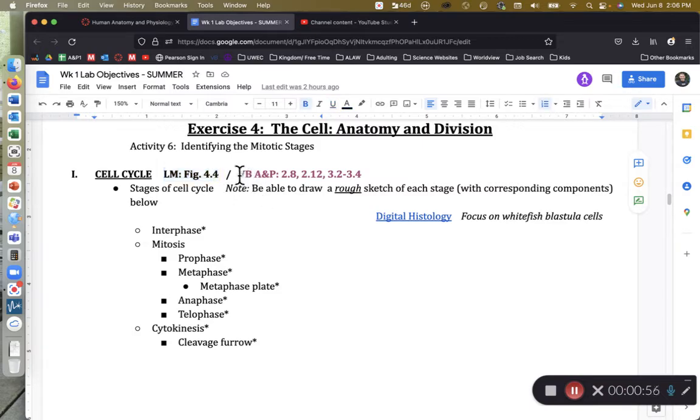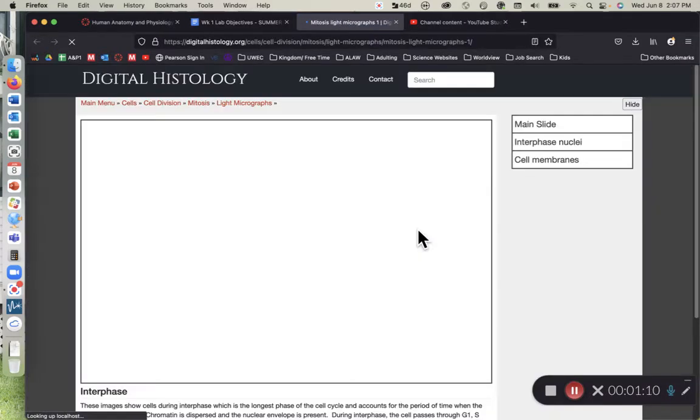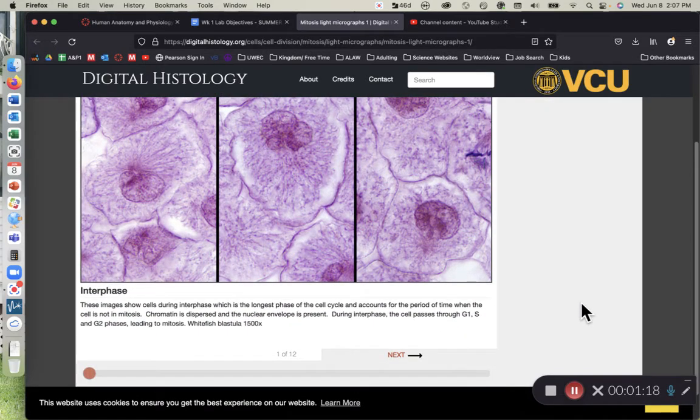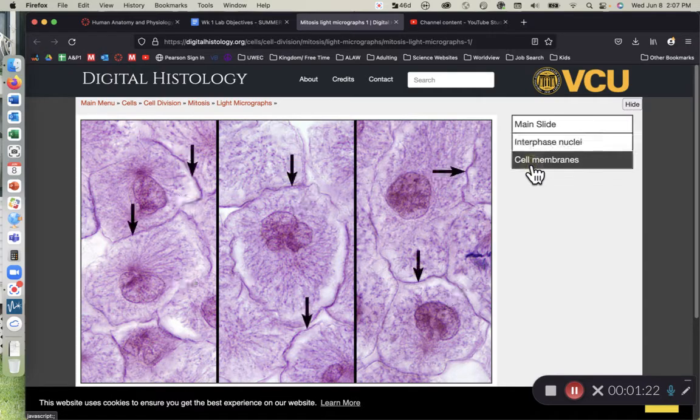If you load the A&P app in Visible Body, it's Chapter 2, Sections 8 and 12, and Chapter 3, Sections 2 through 4. I'm a big fan of digital histology, so I'm loading that up right now for us here. And here we can see the interface. As we look at this digital histology site, it's fantastic. We can alternate between unlabeled and labeled slides.